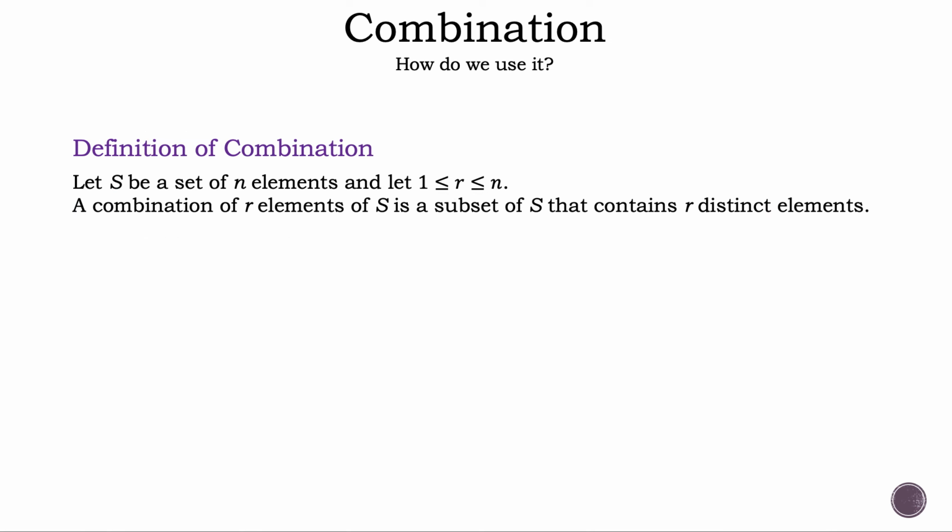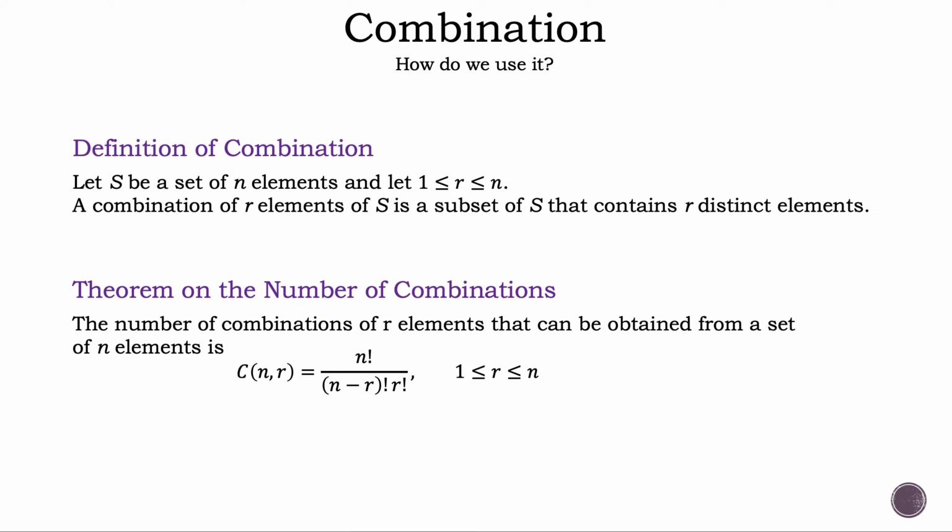Now, let's take a look at the definition of combination. Let S be a set of n elements, and let 1 less than or equal to r less than or equal to n. The combination of r elements of S is a subset of S that contains r distinct elements. What does that even mean? Well, we will put that into action so we can find out.